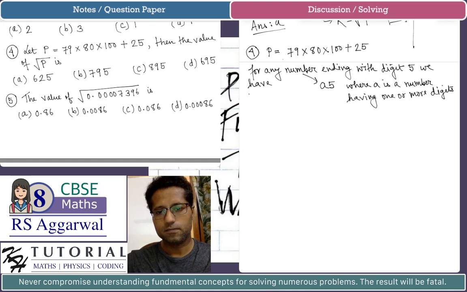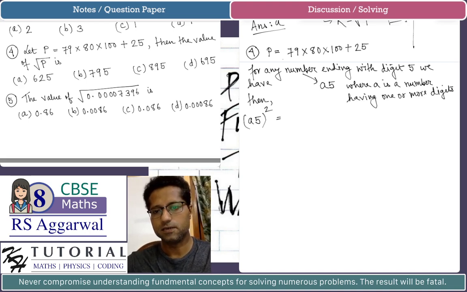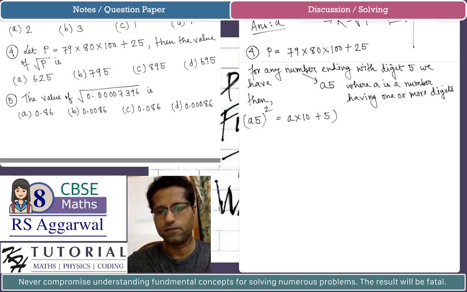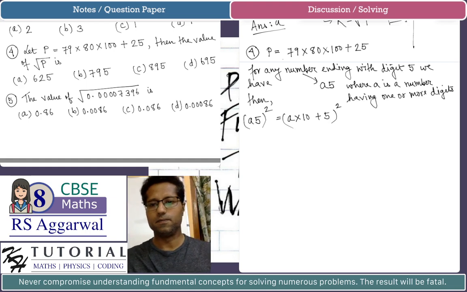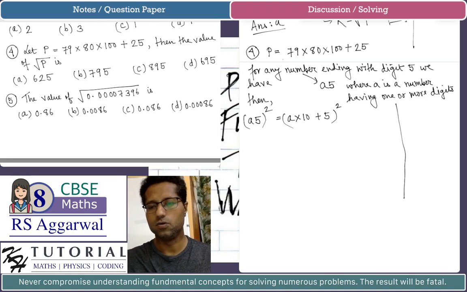Then the formula, or the result, is that if you take the square of a number ending with the digit 5, this is nothing but A5. I can write A5 as A multiplied by 10 plus 5, and this is whole square. Why? Because we know that if you write A5 in the expanded form, it will obviously be A multiplied by 10 plus 5.